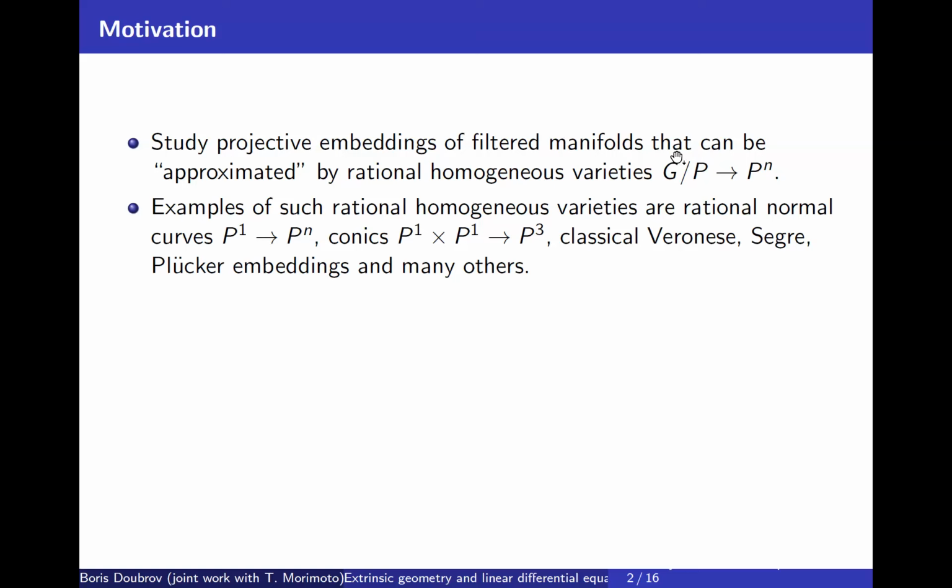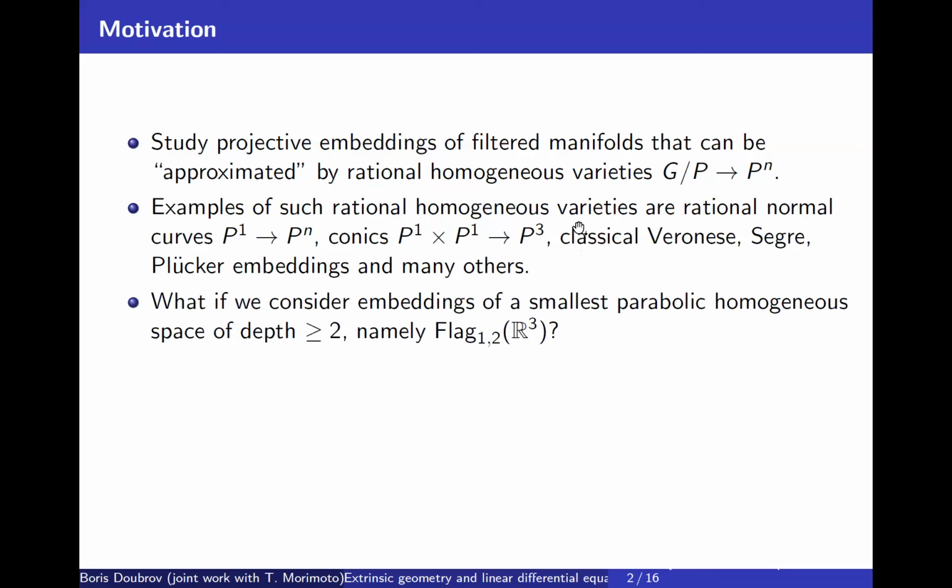In some way, this is an attempt to generalize very classical embeddings. We of course know that classical embeddings of rational homogeneous varieties would include rational normal curves in PN, conics, and it will become clear why I write conics in P3 as embeddings of P1 times P1. And all the classical embeddings we learn in the beginner's course of algebraic geometry, like Veronese, Segre, Plücker embeddings, and many others.